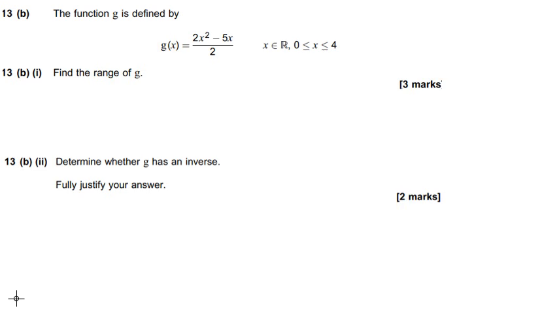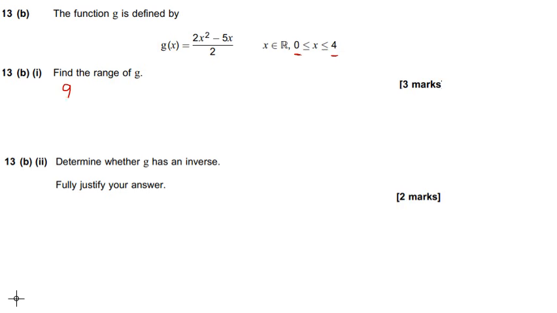Right, 13b now. Find the range of g. Now, we have to be a little bit careful when we're finding ranges here. So first of all, we've got a domain restriction, 0 to 4. And it's a quadratic. So what we've always got to check with a quadratic is, does the quadratic dip below the endpoints of the domain? Okay, because if it does, then we have to be a little bit careful when we find the range.